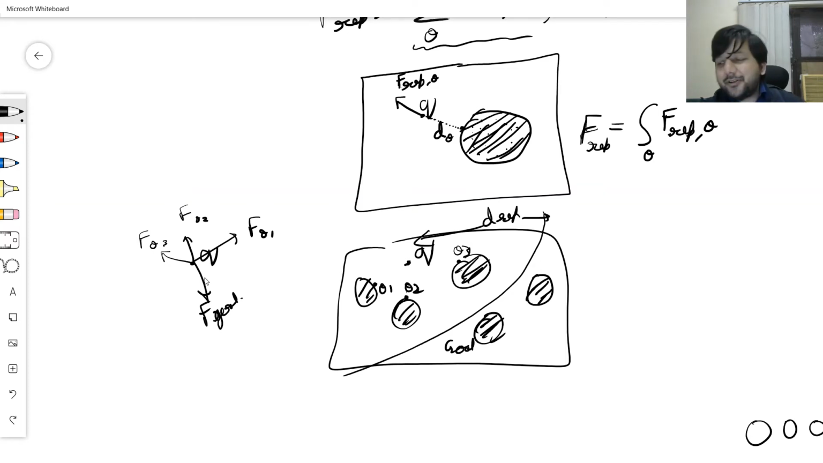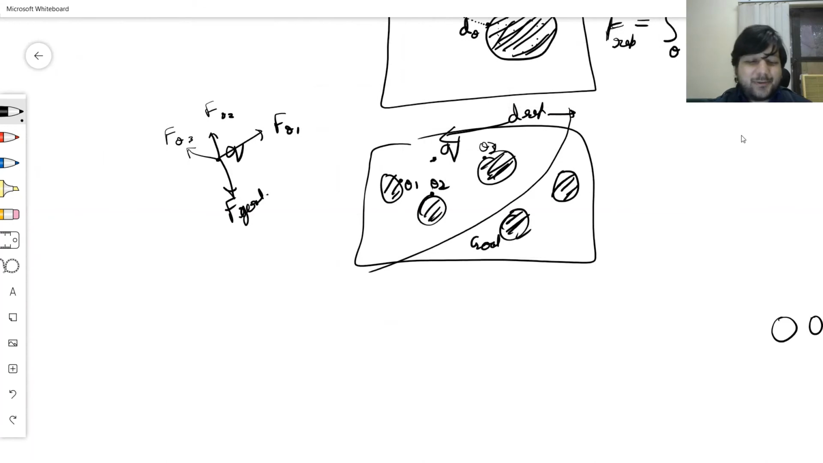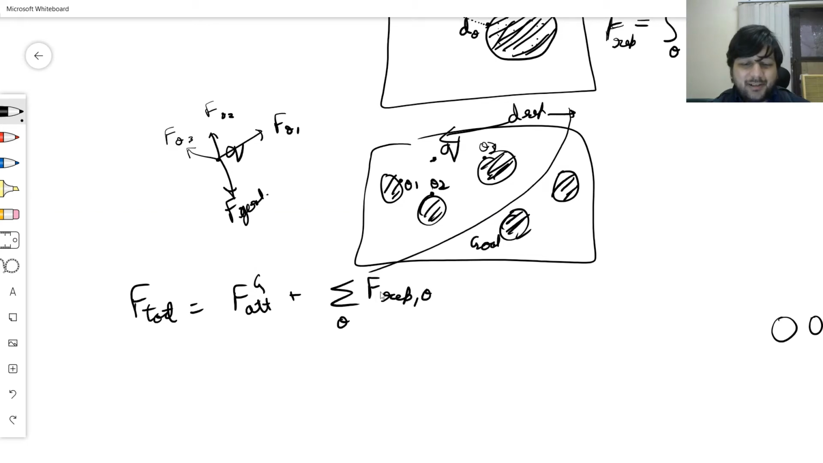And that is how your robot will move. So finally, what I say is, for the modeling, my F total is F attraction towards the goal plus the summation over all obstacles of F repulsion from the obstacle, or you can take the max as well. And my robot moves in exactly the same direction. Now, after this, how do you really apply this force? I'm not going to speak about it.